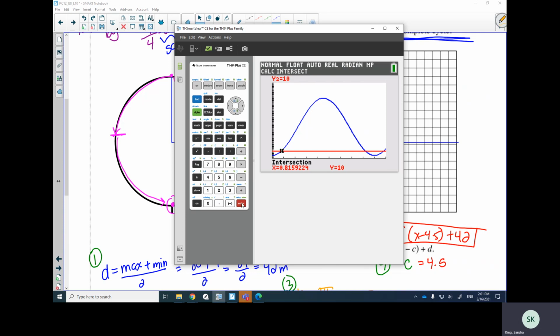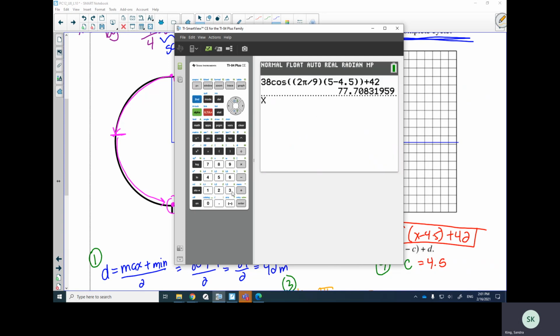Ooh, this is in minutes. They want it in seconds. Do you know what you're going to multiply this number by to get the answer in seconds? 60. Yeah, because we know that our axis was in minutes. So in 0.81 minutes, it's 10 meters off the ground. Let's figure out how many seconds that is. So get your X value, that's in minutes, times that by 60 to get to seconds. So that would be 49 seconds.